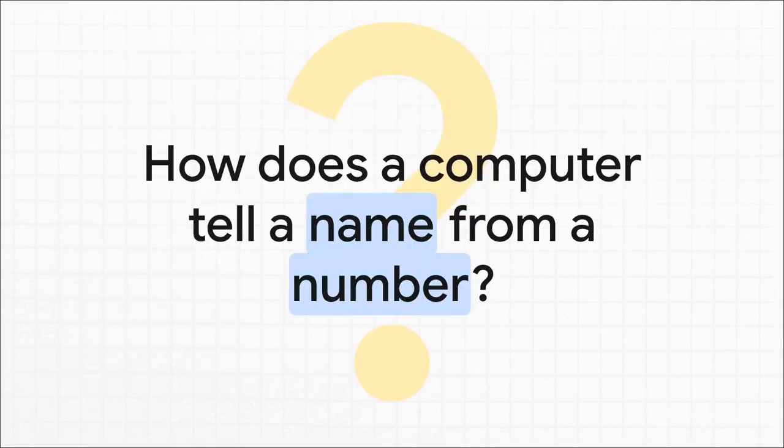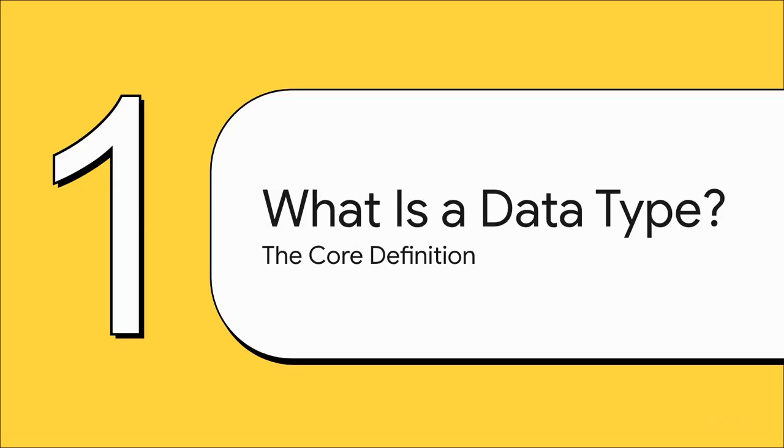All right, let's kick things off with a simple question. When you see the number 500 and the name Sonia, you instantly get it. One's for counting, the other's a name, easy. But a computer, it just sees a bunch of ones and zeros. So how does it know the difference? Well, that's the big secret we're about to unlock. Okay, let's not wait any longer. Let's jump right in and define what a data type actually is.